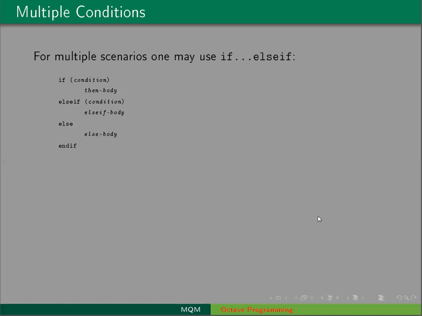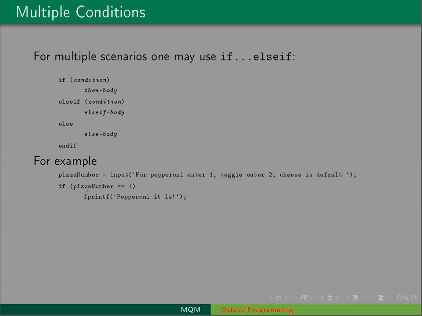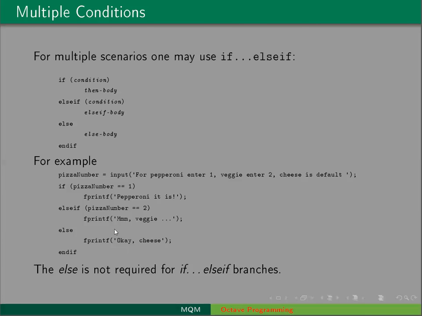And then if we have multiple scenarios, multiple conditions that we want to test for, we can use the else if. So if this condition, and otherwise check for this condition, and if none of the conditions is true, then we'll do this else. So this would be the default code to execute. Here we're asking the user to enter a number, and if the number is 1, then we print this. If the number is 2, print that. And else, print cheese, because if they enter any number other than 1 or 2, they're going to get a cheese pizza. We don't have to have this default case, the else case, for an else if branch.